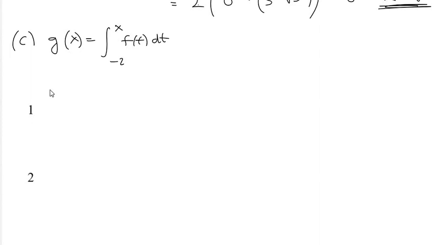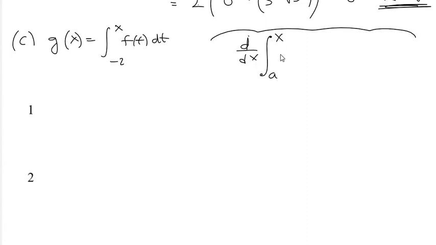Well, if you want to know where a function has a maximum, you need to know how its derivative behaves, right? You need to know things like where the derivative is 0, where it's positive and negative. And so we need the derivative of g. So let's remember that we've got a rule. It's called the first fundamental theorem of calculus. And it says that if you take the derivative of a definite integral function where you're integrating from a to x, some function f of t, that you get f of x, right?